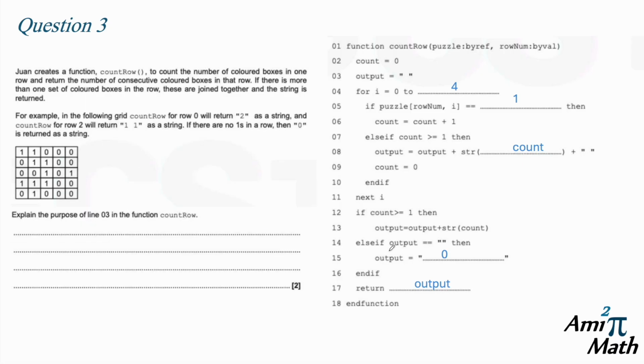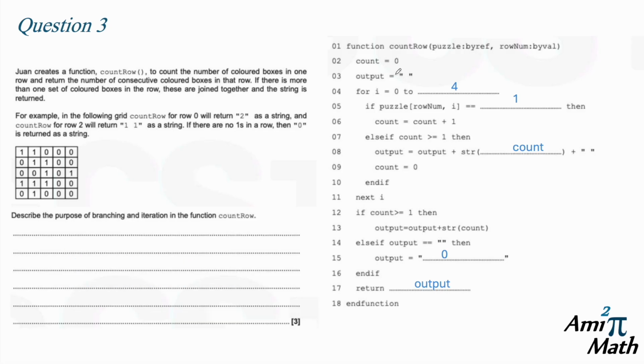Explain the purpose of line 3 in the function count row. Okay, this is our completed code here. We've got line 3, which is output. So it initializes the variable output with a space. So basically, it's just setting this variable, but obviously it doesn't have a value yet because it's going to change throughout the program's duration. Yeah, so it can be used later in the code as well.